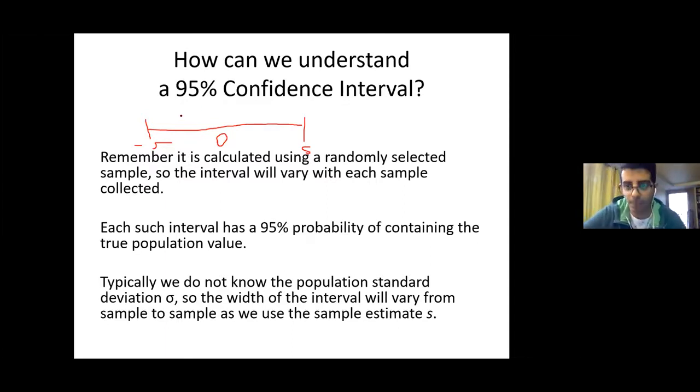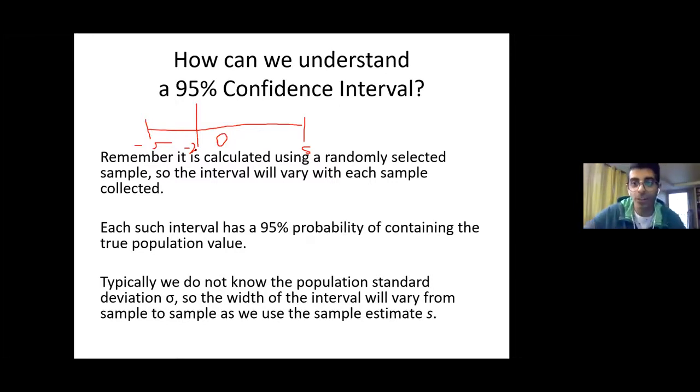Because maybe the population mean here is -2, but we don't know that. What we can do is get a sample and make a 95% confidence interval, and then we'd be 95% sure that the true population mean, which we don't know, is somewhere between these 2 points, right? And that is how you understand a confidence interval.